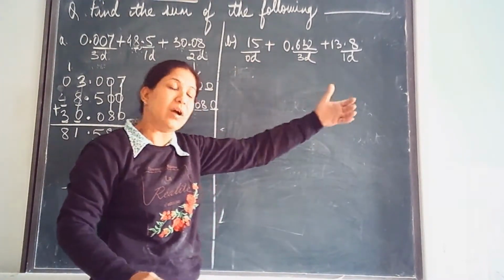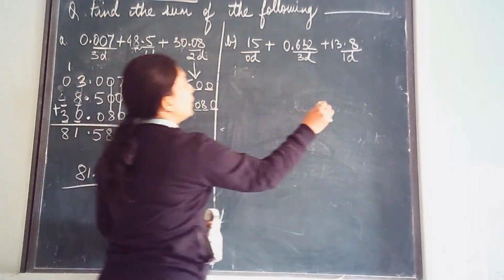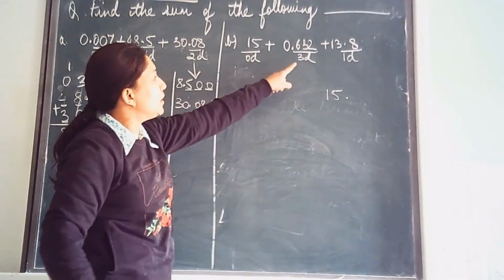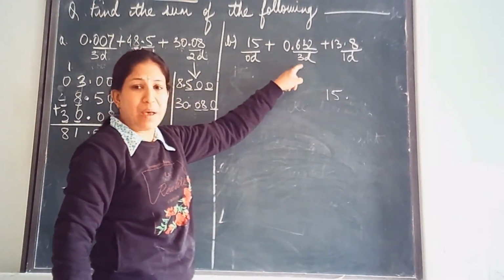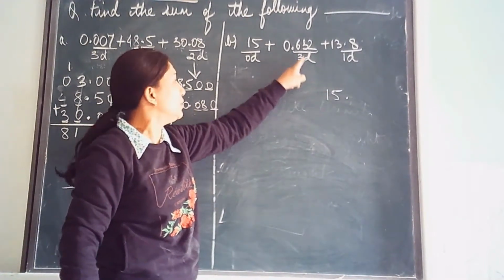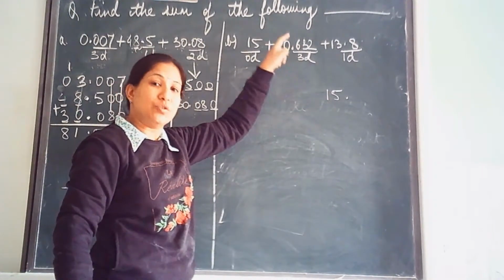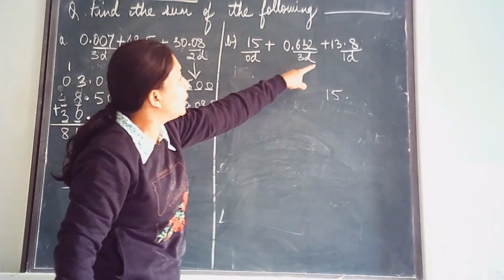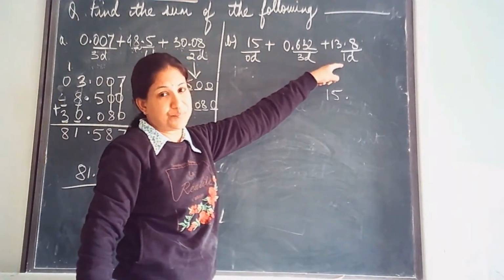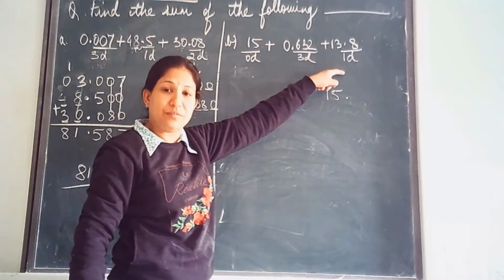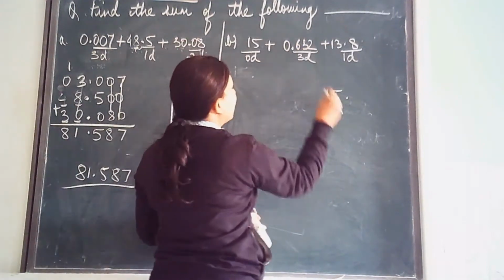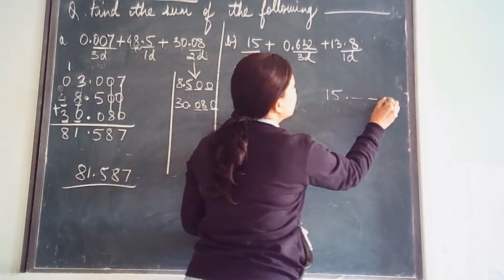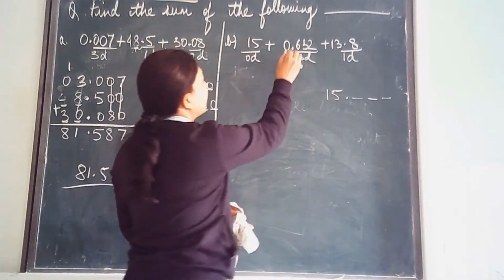We need to convert it. So what will you do? Right now, in 15 and the other numbers, see the one where you have the maximum number of digits after the decimal. Here it is 3. So that means for all other numbers we will write digits till 3 places after the decimal. So we write the number 15. How many digits have we decided? 3. Place 3 dashes. Then 0.